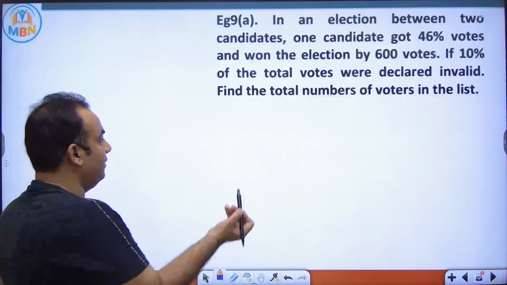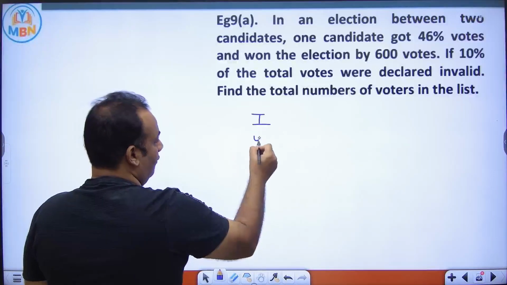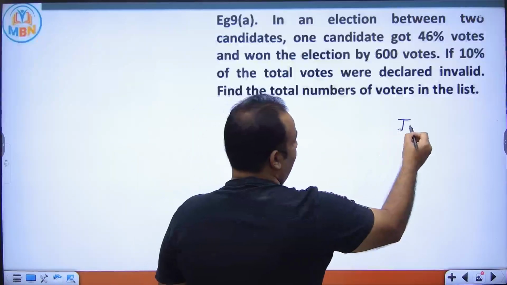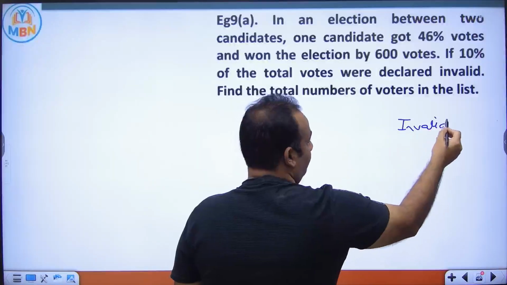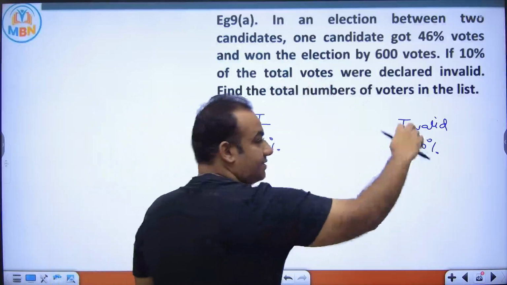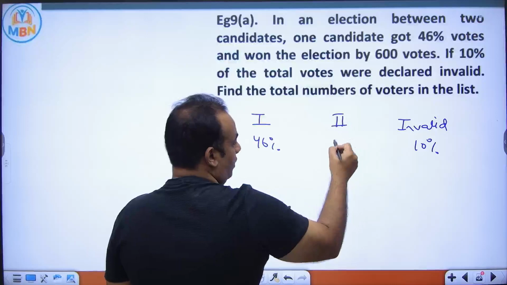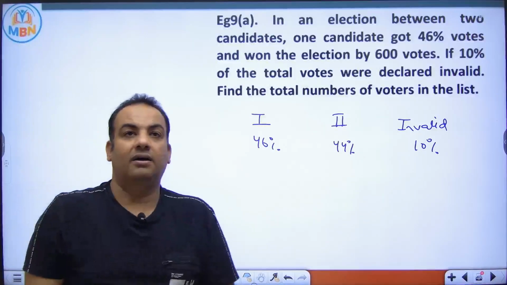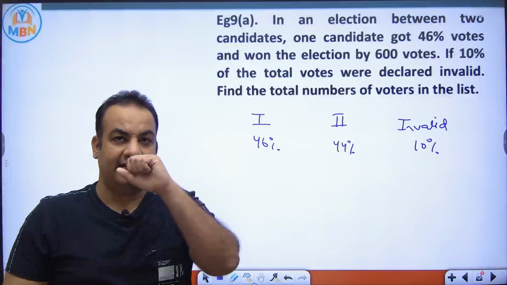Now see, there are two candidates. One candidate got 46% votes. 10% votes were invalid. Suppose total 100% are there. 46% is taken by the first candidate, 10% are invalid. So 56, what is left? 44, which is taken by the second candidate.